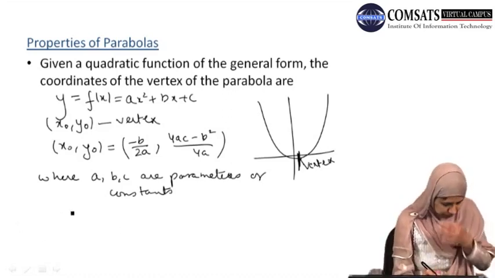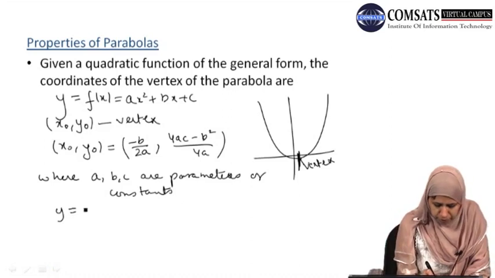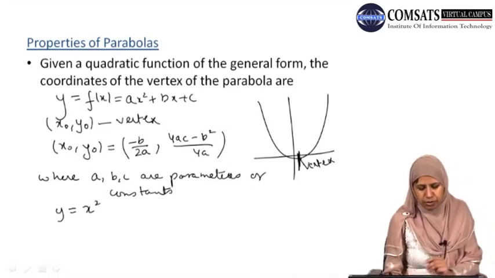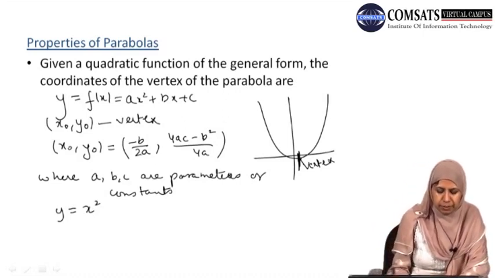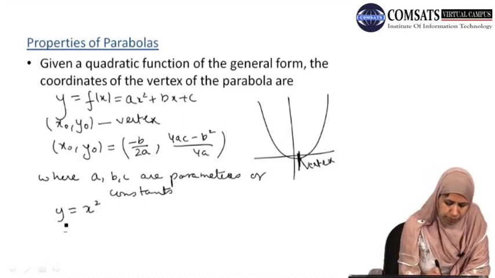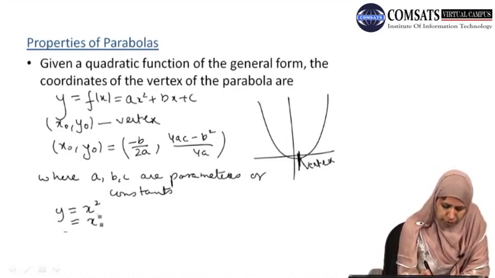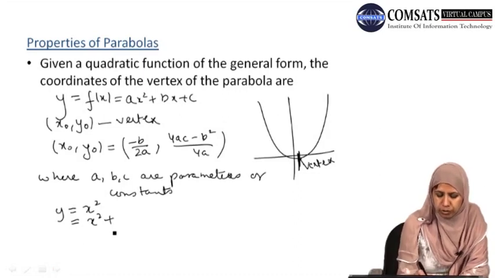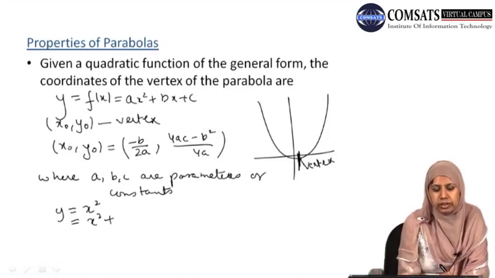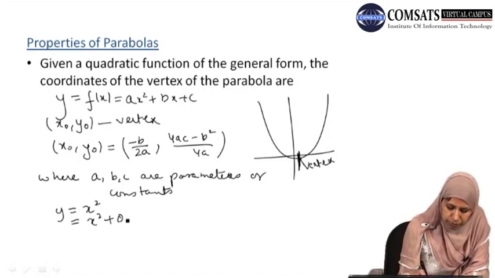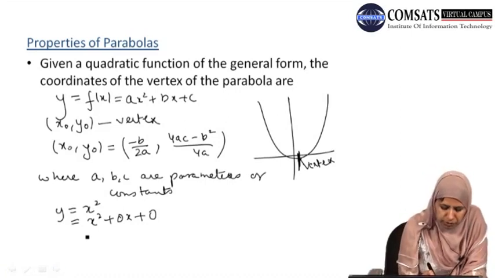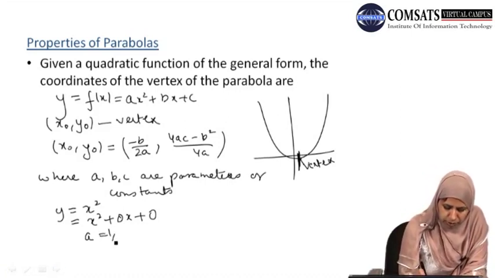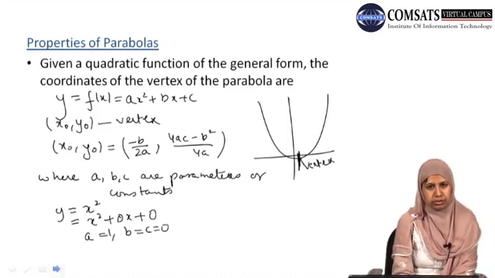For example, we consider our simplest parabola y equals x square, which we have just plotted in our previous slides. Writing it in our general form, we have x square plus, what is the constant coming with x? It's 0, x plus 0, which means that a is equal to 1 and both b and c are equal to 0.